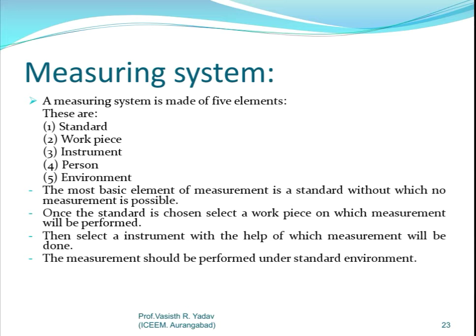Secondly, that whole measurement process will be performed by some person, so there should be a person to do all these activities. And finally, it should be well defined under which conditions the measuring procedure is to be carried out. So that is the environment. A proper environment should be well defined. So these are the 5 elements of any measuring system.